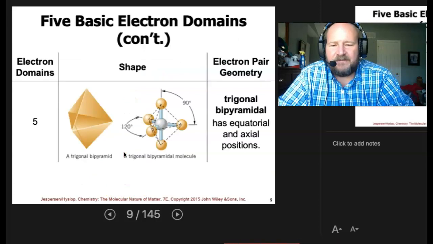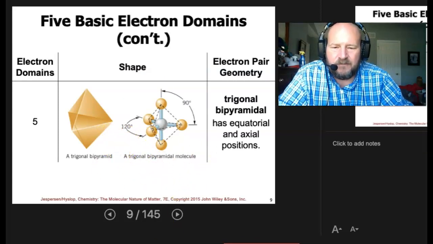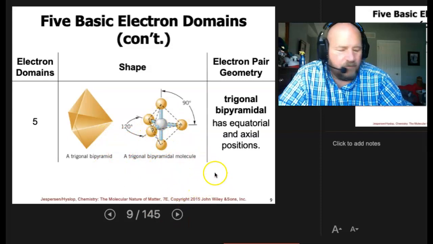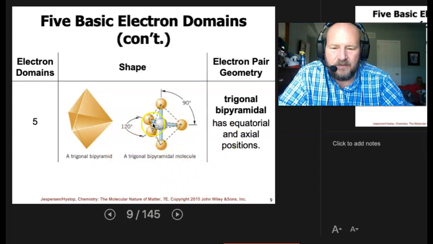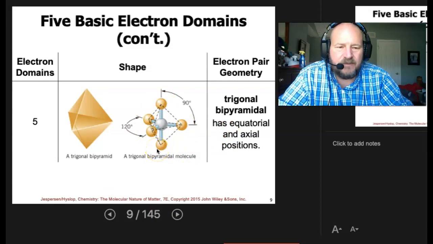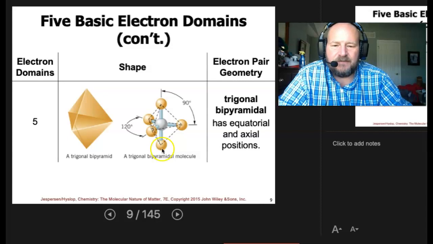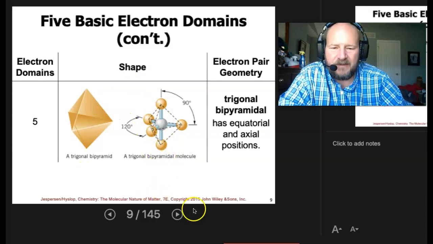When we go to 5, we're going to form this shape here. Now we have that triangle in the middle, but now we have one above the plane and one below the plane, and we call that trigonal bipyramidal. We also have terms like equatorial and axial positions. Axial is top and bottom, equatorial is in the middle.